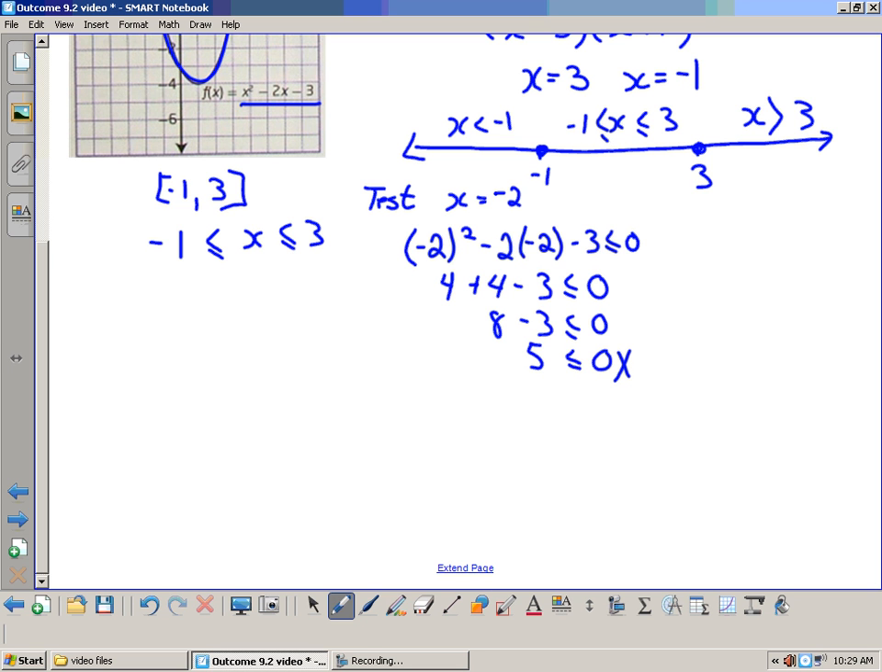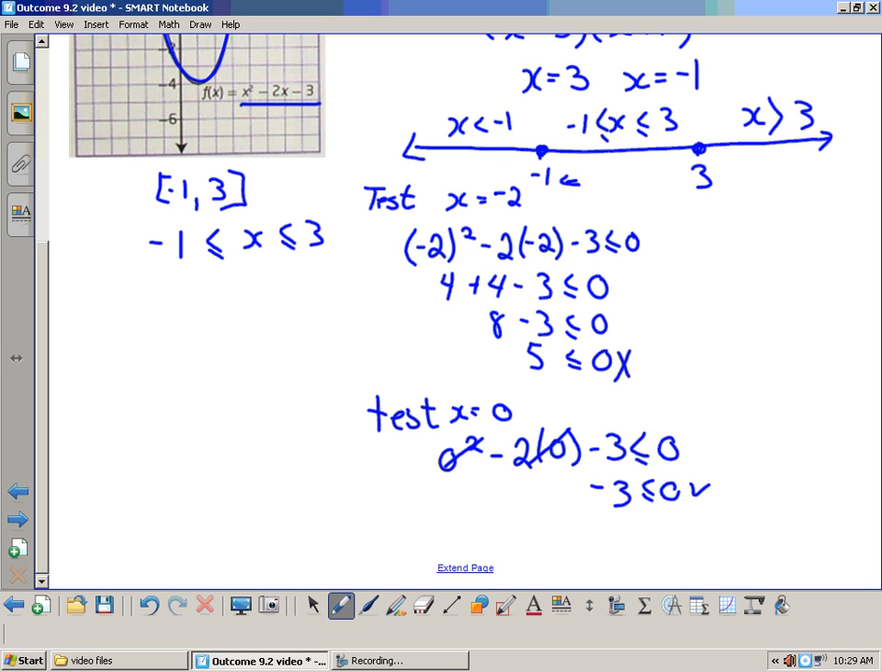Let's try now a value between negative 1 and 3. Let's test x equals 0. This time we have 0 squared minus 2 times 0 minus 3, and we want to see whether or not that is less than or equal to 0. 0 squared is 0, 2 times 0 is 0, so we end up with negative 3 is less than or equal to 0. This one works. So I know that numbers between negative 1 and 3 are part of my solution set. We should also test that third region.